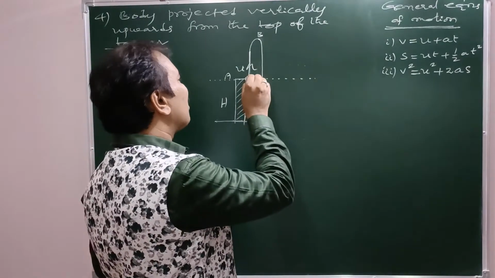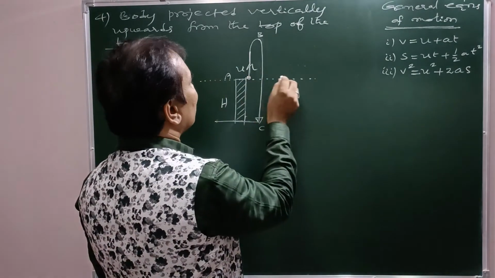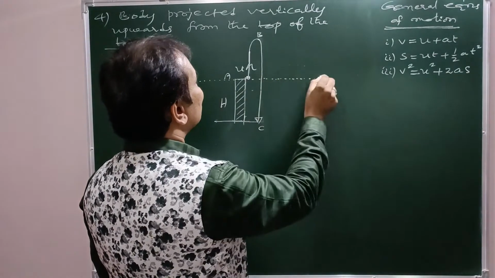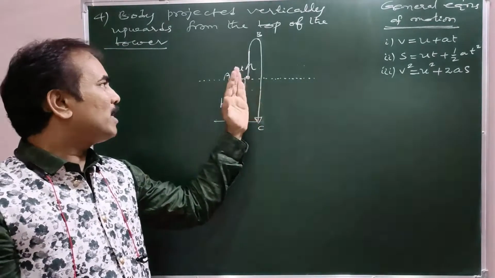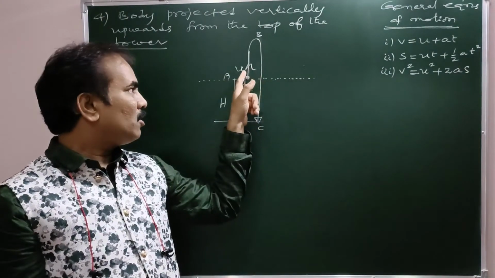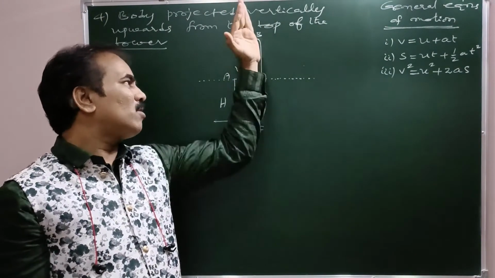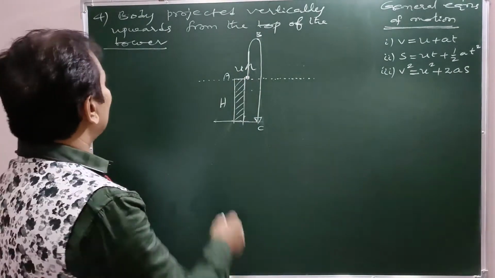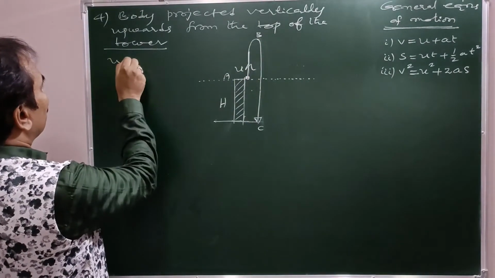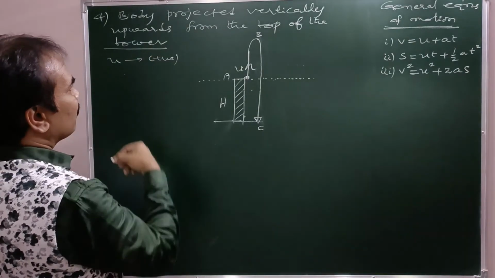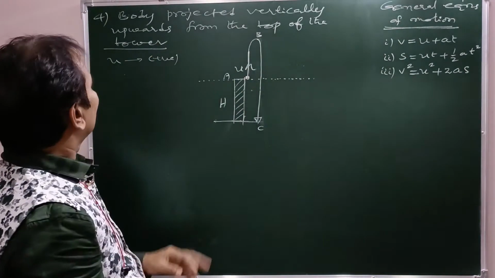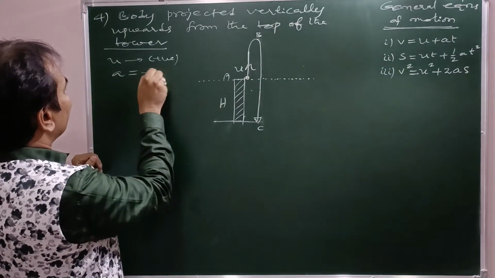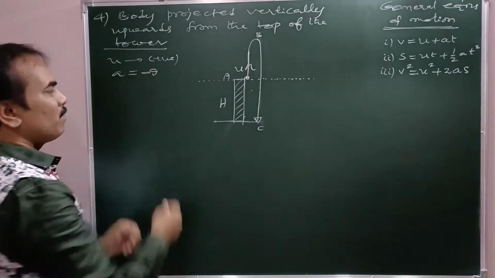So here initial velocity is non-zero. Now as this is the point of projection, a horizontal line passing through the point of projection becomes the reference line. See, this is the reference line from which the body is projected vertically upwards. So u is pointing upwards above the axis, therefore u positive, right? Now a equal to minus g, whether the body is going up or down.